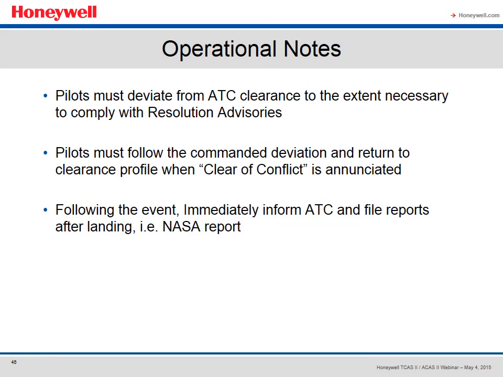So here's some operational notes of interest that will pretty much summarize a lot of what we just talked about. In the event of a resolution advisory, pilots will deviate from their last ATC clearance to the extent necessary to comply with the RA. Follow the commanded deviations and return to the original clearance when clear of conflict is issued. Always remember to advise ATC of the resolution advisory and any deviations you make, plus any required reports should be completed after landing, such as NASA reports and company reports.